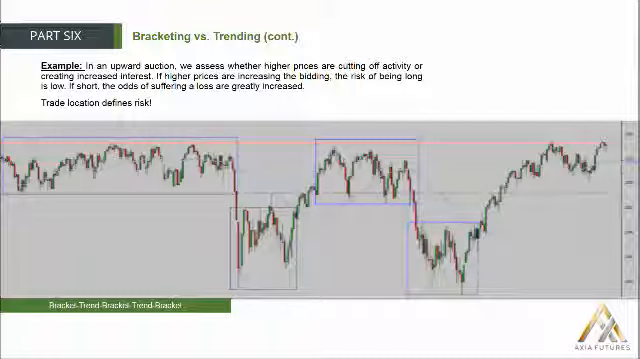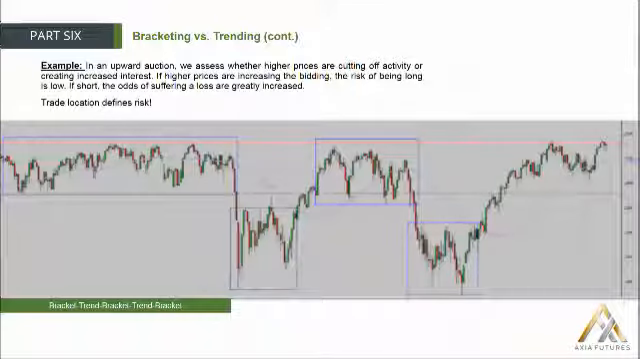And that's the question you have to answer yourself, because if it's facilitating new business, there's a high probability that we're going to get strong initiative and momentum continuation. Whereas if it's cutting off activity, it's likely we're going to get some form of reversion type opportunity. So if higher prices are increasing the bidding, so more buyers coming in, the risk of being long is low. If short, the odds of suffering a loss are greatly increased.